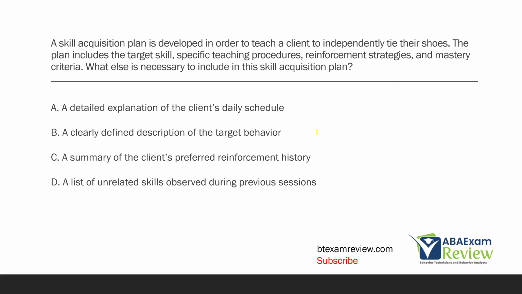A skill acquisition plan is developed in order to teach a client to independently tie their shoes. The plan includes a target skill, specific teaching procedures, reinforcement strategies, and mastery criteria. What else is necessary to include in this skill acquisition plan? There are some essential items we want in a skill acquisition plan. We obviously want a target. We want a goal. We want how we're going to teach it, maybe reinforcement strategies, and then mastery criteria.